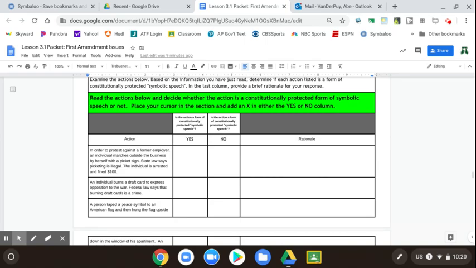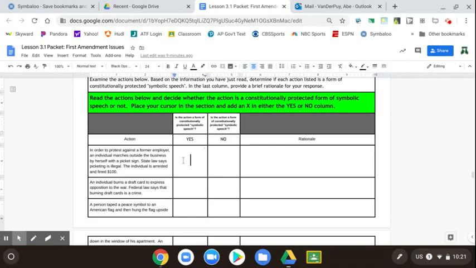So the first one, it says, to protest against a former employer, an individual marches outside the business by herself with a picket sign. The state law says picketing is illegal. The individual is arrested and fined $100. So the question here is essentially, is protesting a business by walking out on the sidewalk, picketing, striking basically out in front of a business, is that legal? And essentially, the answer for this is yes.